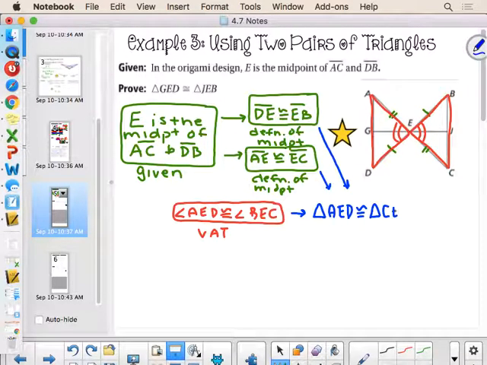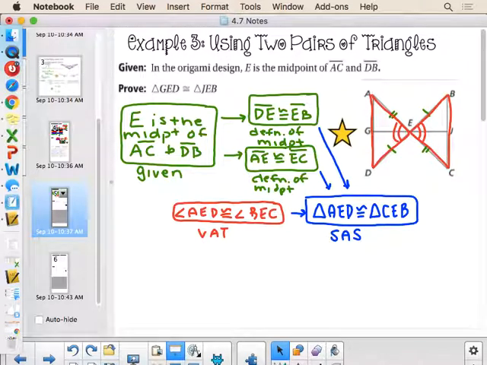Has to be corresponding parts. Because AE is a double, CE is a double. What allows me to conclude that these triangles are congruent again? Very good. Side angle, side. So now that I've proven that these two triangles are congruent, I'm hoping you know that their parts are congruent.